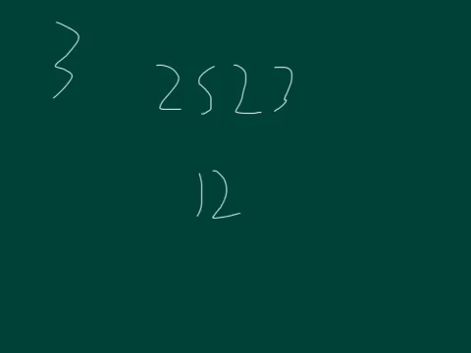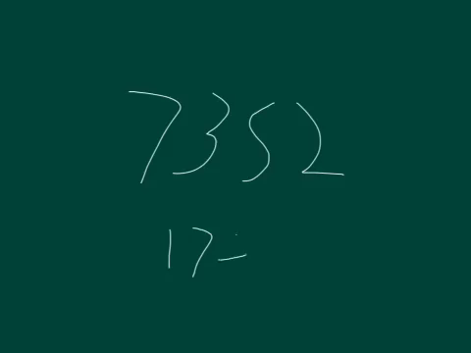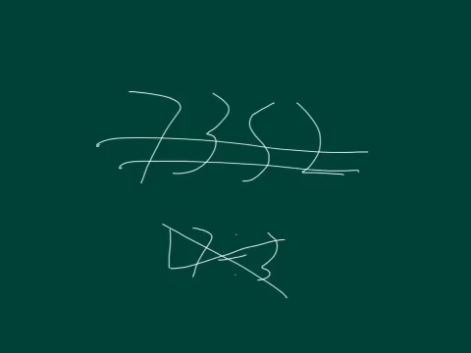The divisibility rule for 3 is if the sum of the numbers is divisible by 3, then so is the number. So 2,523 would be 12, which is divisible by 3, makes 4. 7,352 is 17, which is not divisible by 3. So this one is not divisible by 3.